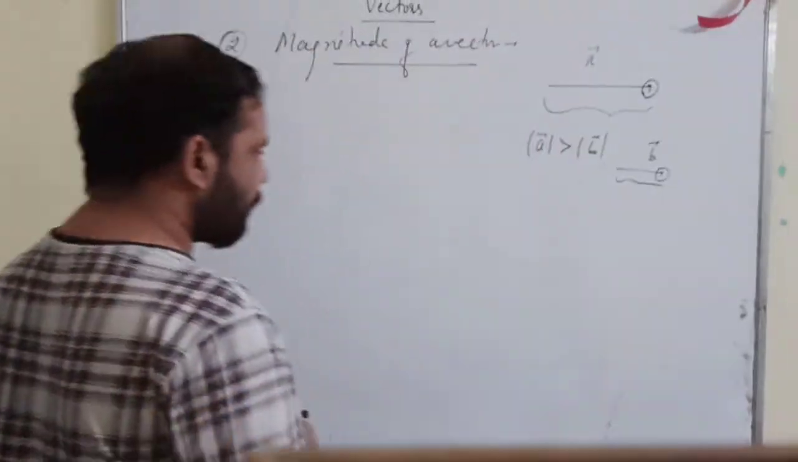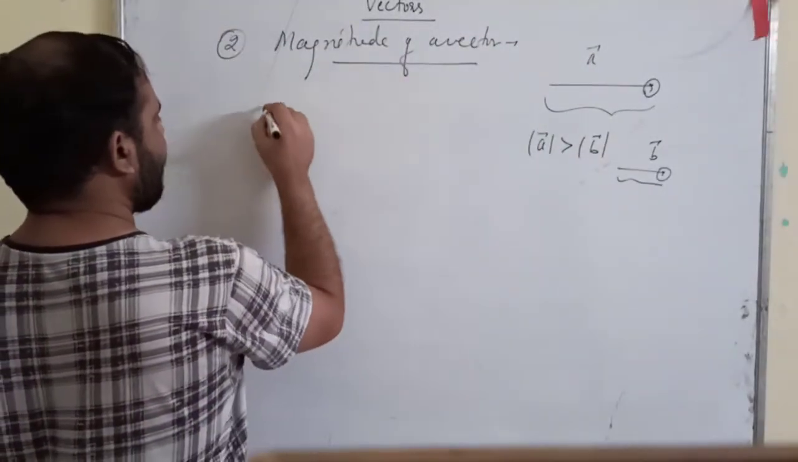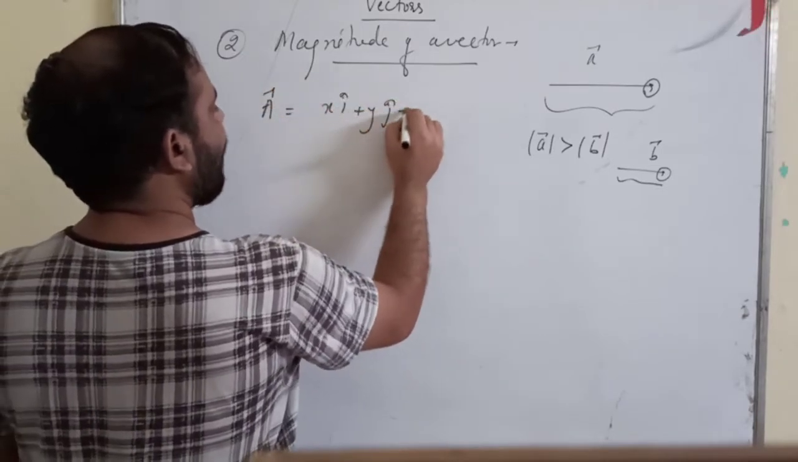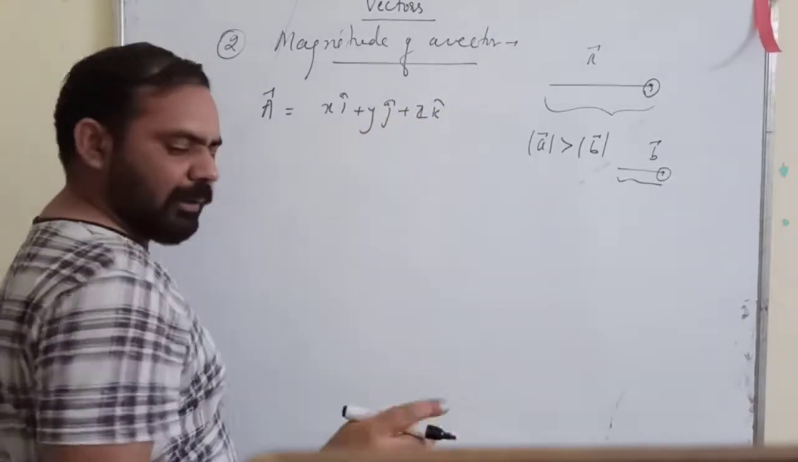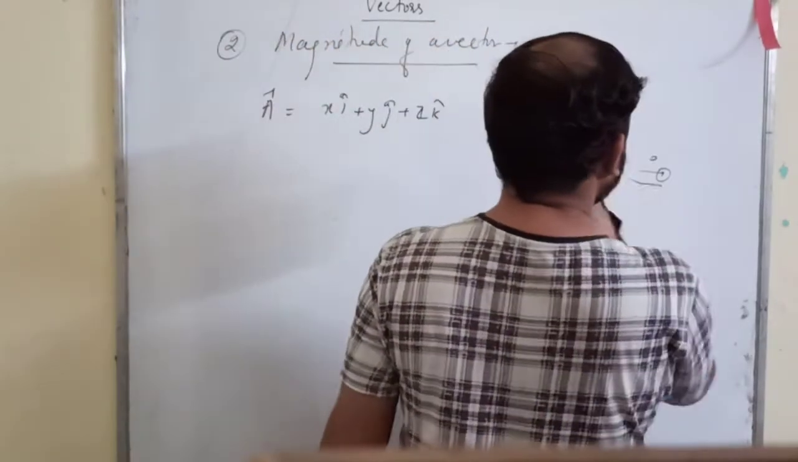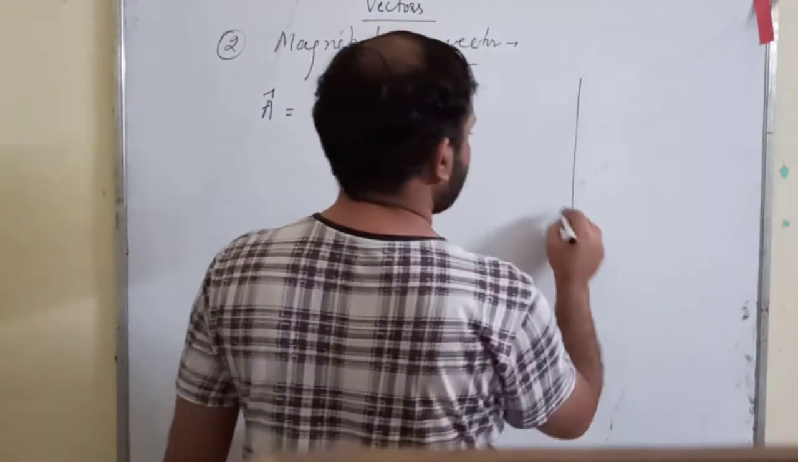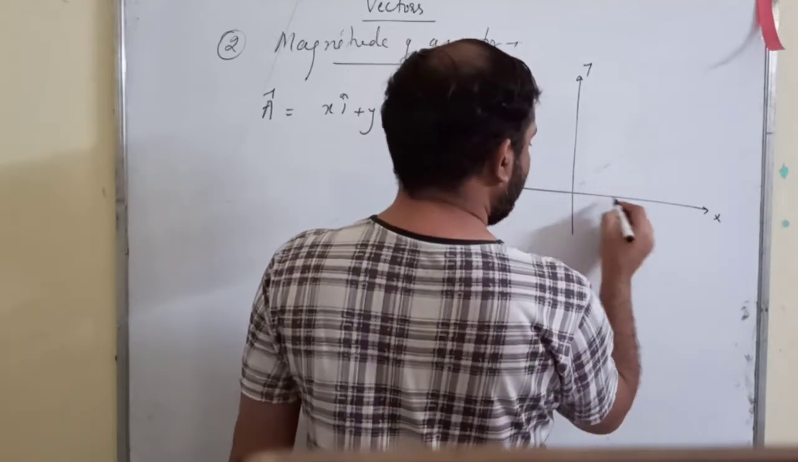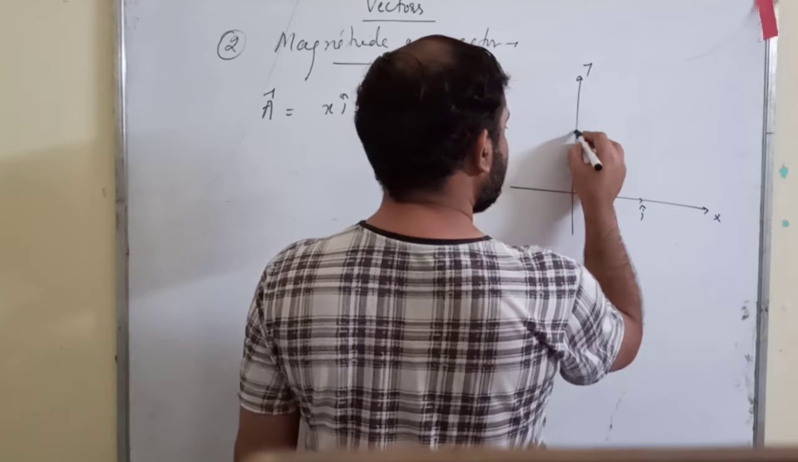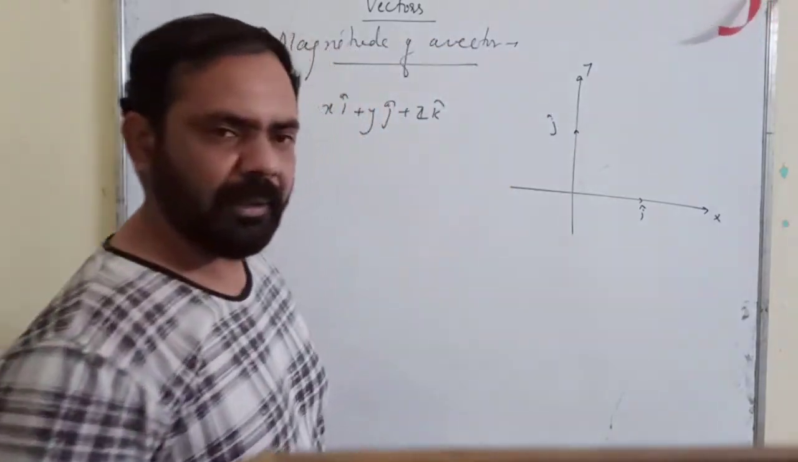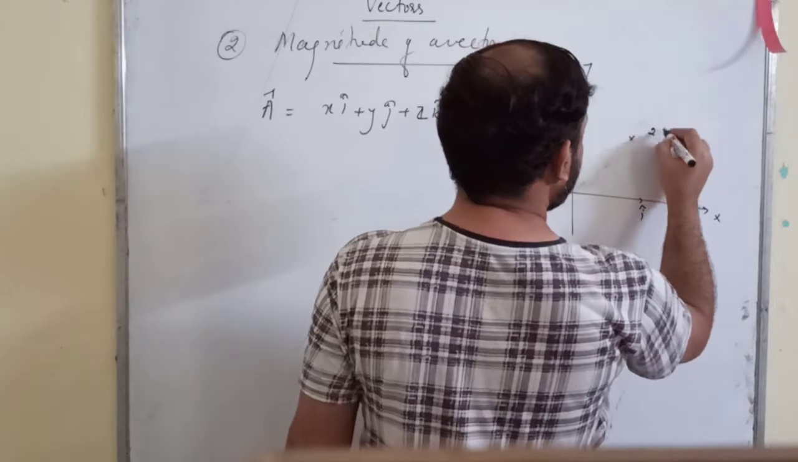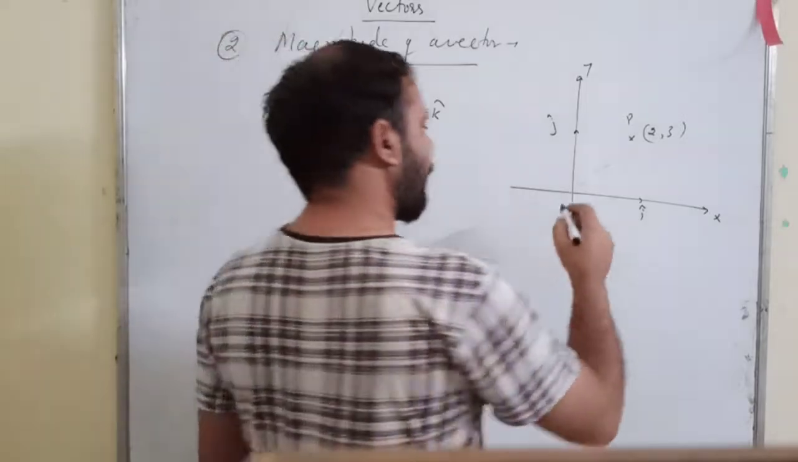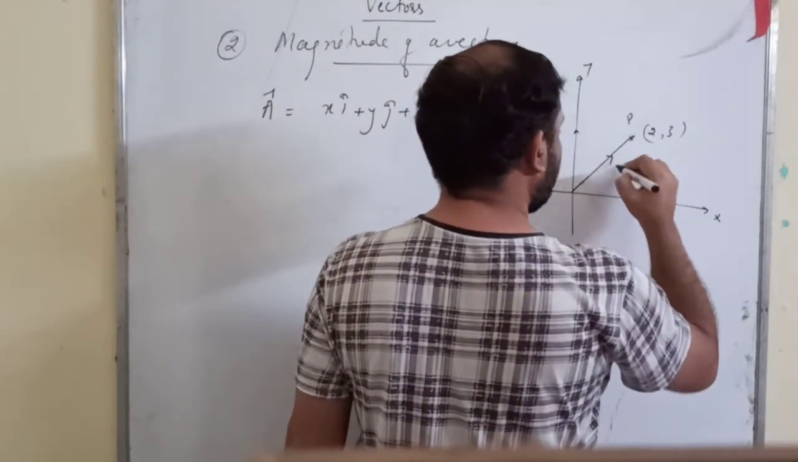Okay, now how to find out the magnitude of a vector? Suppose you have a vector which is equal to x i cap plus y j cap plus z k cap. I will give you an example here. You have this x, you have y, right? And here this direction is i cap and this direction is j cap. Okay. Suppose I mark a point here (2, 3). Let us suppose that the point is P. Okay, then I join this here and take this.